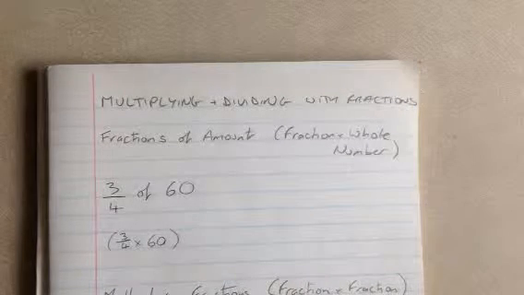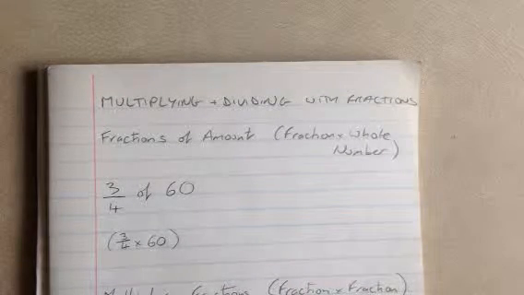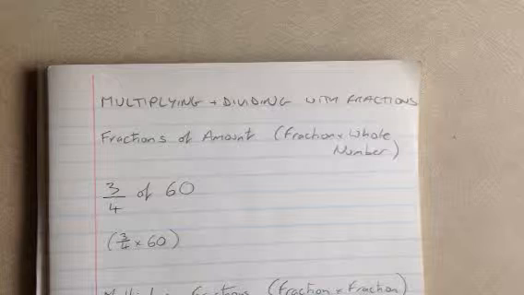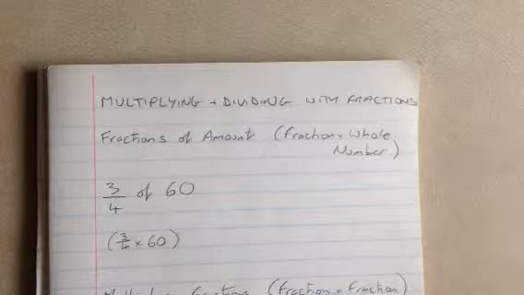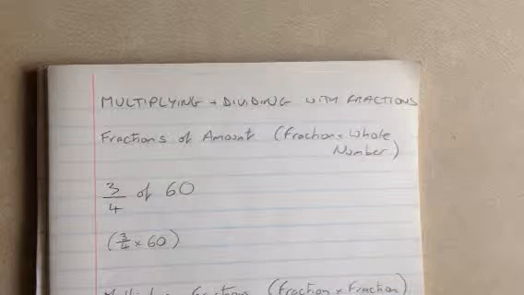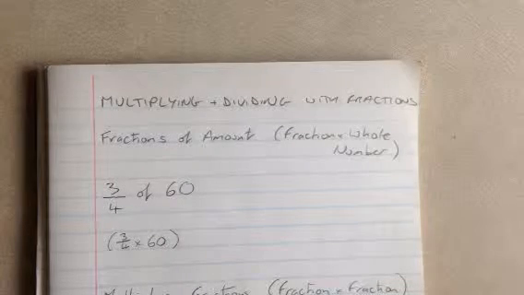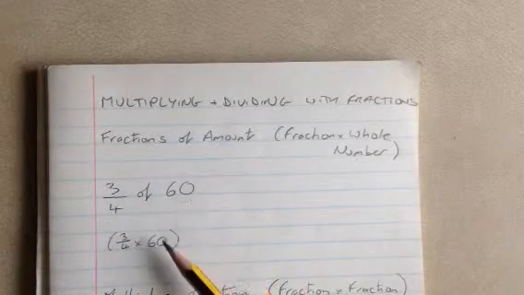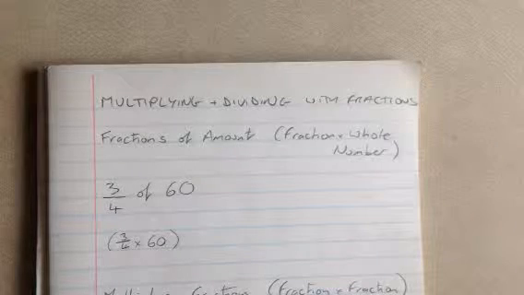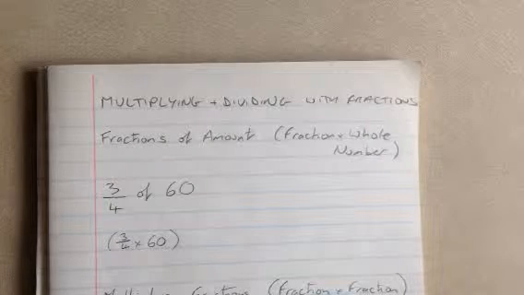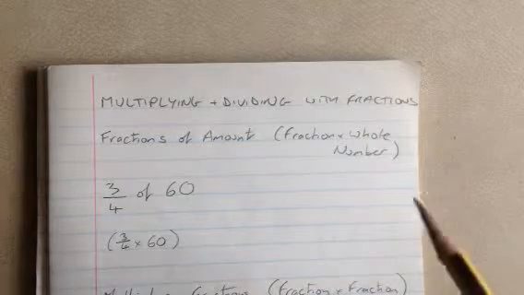Okay, we're now going to move on to multiplying and dividing with fractions, starting with fractions of an amount. By fractions of an amount, we mean finding fractions of a whole number, of a quantity. And it's the same as multiplying the fraction by the whole number. So if we were asked to find 3/4 of 60, what we're actually being asked to do is multiply together 3/4 and 60. We're doing 3/4 times 60, or 60 times 3/4.